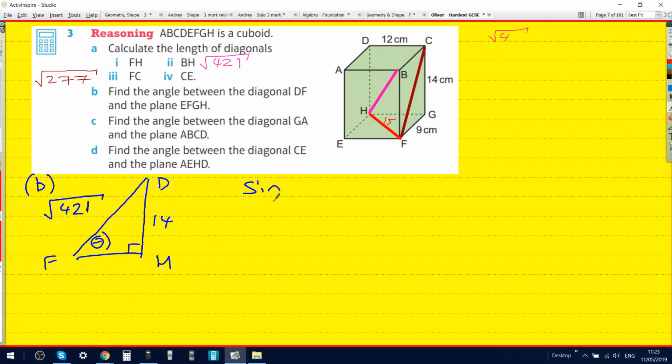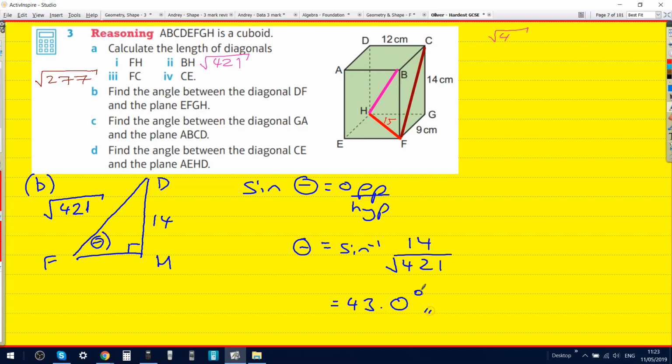So you do sine theta is equal to the opposite over the hypotenuse. Right. And that would be 14 divided by root 421. Yeah, and then reverse sine of that. And that gives you 43.03 degrees. And then for the others, it will be the same process. Any questions there?